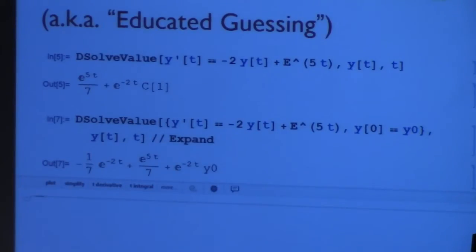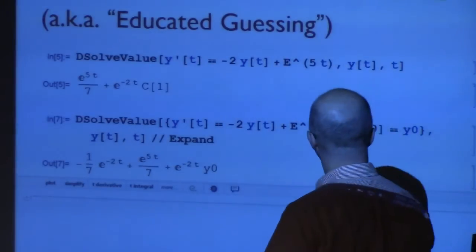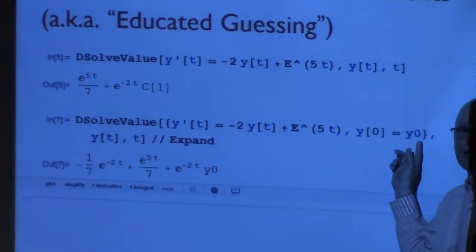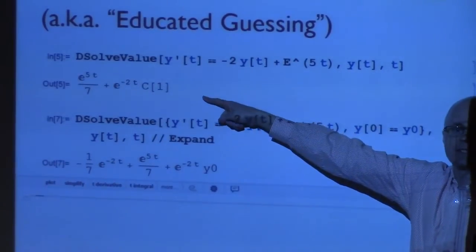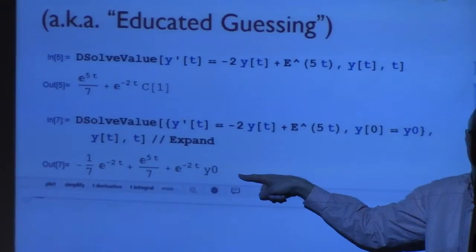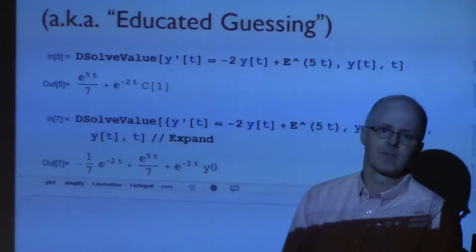That would be a way you can write the unique solution to an initial value problem where again y0 is a fixed but unspecified number. This represents infinitely many functions. This represents one function. Okay?